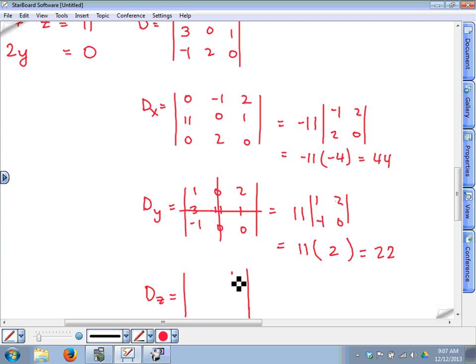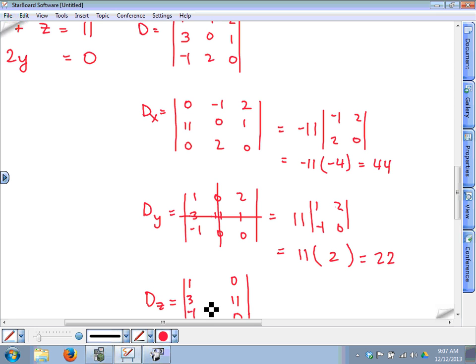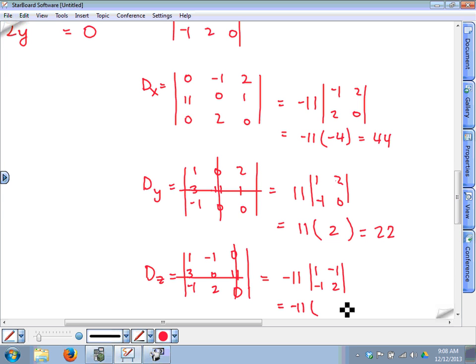Now for D sub z, you're going to have the 0, 11, and the 0 in the last column. We have 1, 3, negative 1, and negative 1, 0, 2. If you choose that last column now, this 11, the cofactor from that entry is going to be negative 11. If you cross out the row and column, you're going to have 1, negative 1, negative 1, and 2. So it gets negative 11 times 2 minus negative 1, which is 3. So that equals negative 33.